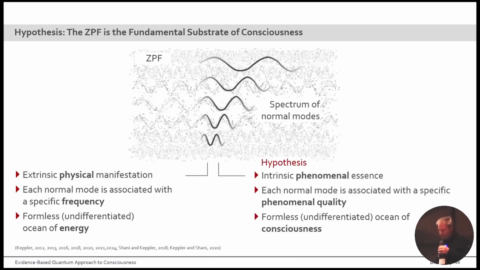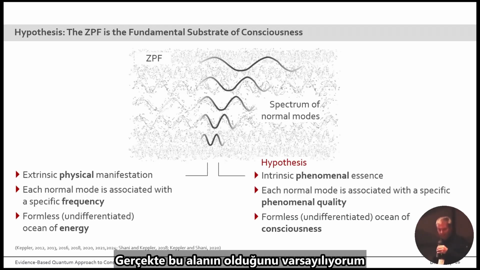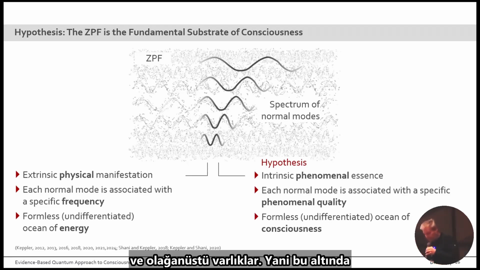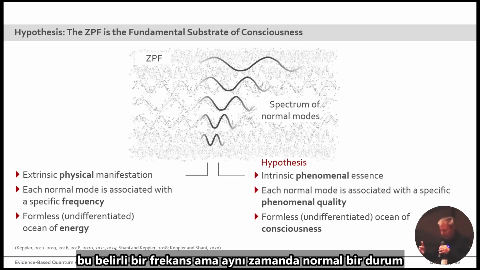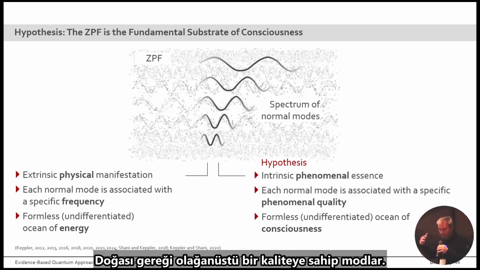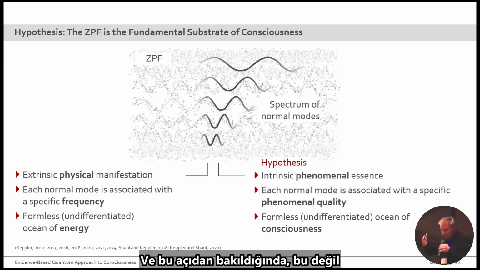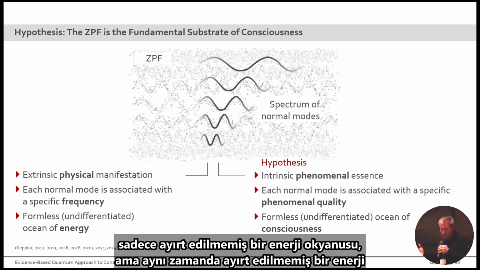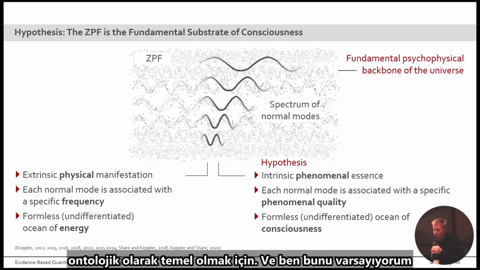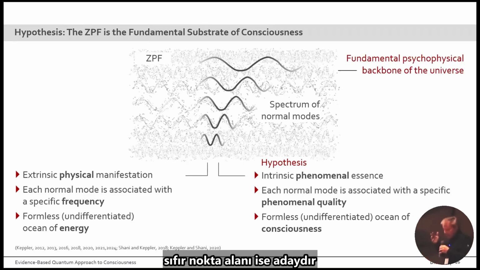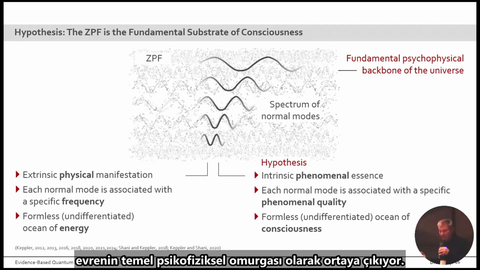And for this purpose, I made now exactly one hypothesis. I postulate that in reality, this field may be more than just this energy field. And I speculate that this field is actually a dual aspect field with a physical manifestation and a phenomenal aspect. So under this view, we are not only talking about normal modes with a specific frequency, but also about normal modes with an inherently phenomenal quality. And from this perspective, this is not only an undifferentiated ocean of energy, but at the same time an undifferentiated ocean of consciousness. So in this approach, I take consciousness to be ontologically fundamental, and I postulate that the zero-point field is a candidate for the fundamental psychophysical backbone of the universe.